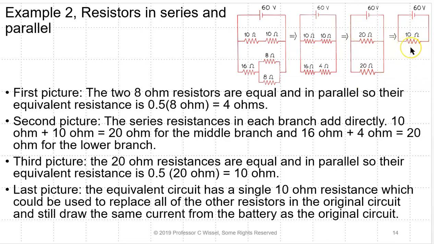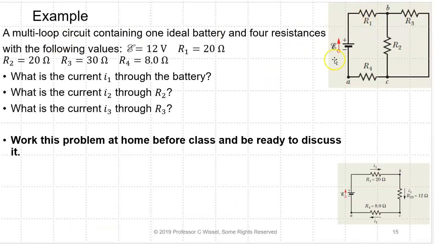That means we have a 10 ohm resistor that's equivalent to all of these, connected with a 60-volt source. So that means this equivalent here has a single 10 ohm resistance, which could be used to replace all of the other resistors in the original circuit and still draw the same current from the battery as the original circuit.